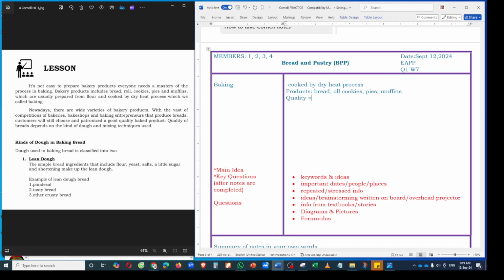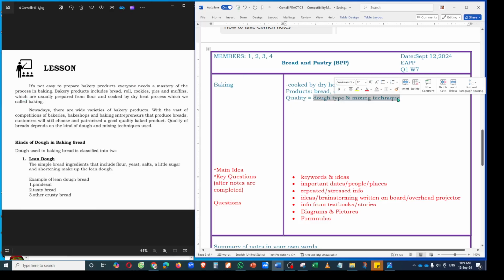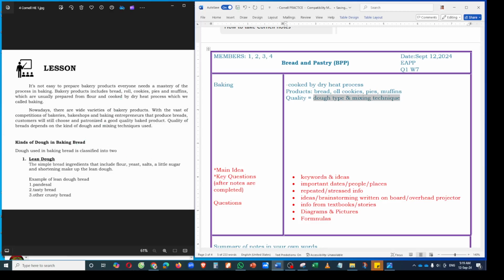Then you have to explain what the quality is dependent on, yung klase ng dough type. It says here, a good quality of bread depends on the kind of dough and mixing technique. So, dough type and mixing technique. You now know that the quality depends on these two things. Okay, now let's move on to the next one.